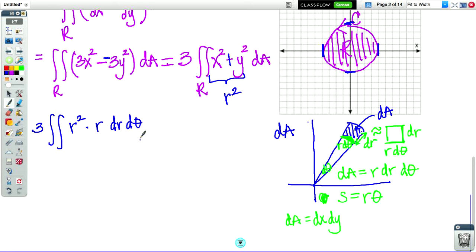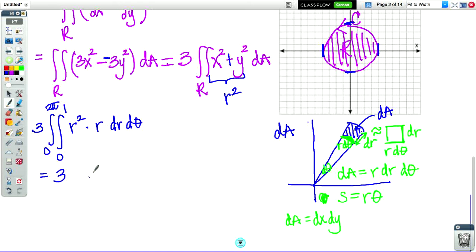And now I just have to set up my limits. And this is a circle, so my limits in polar coordinates are actually really easy. My limits with respect to r, well, this circle is a radius 1 circle, so it's going to go from 0 to 1. And theta is going to go from 0 to 2 pi. So I just need to evaluate this integral that actually became really, really simple when I converted it.